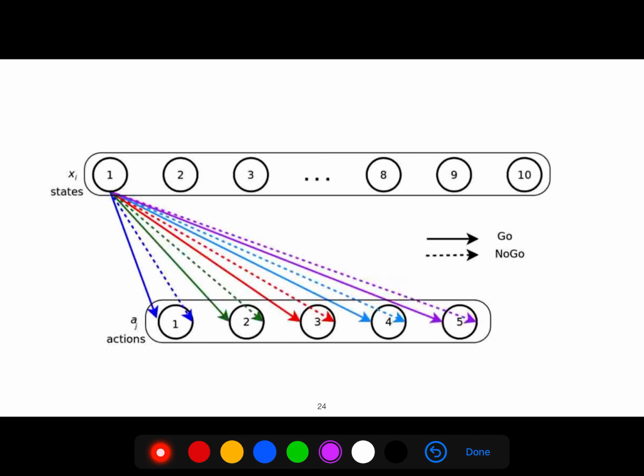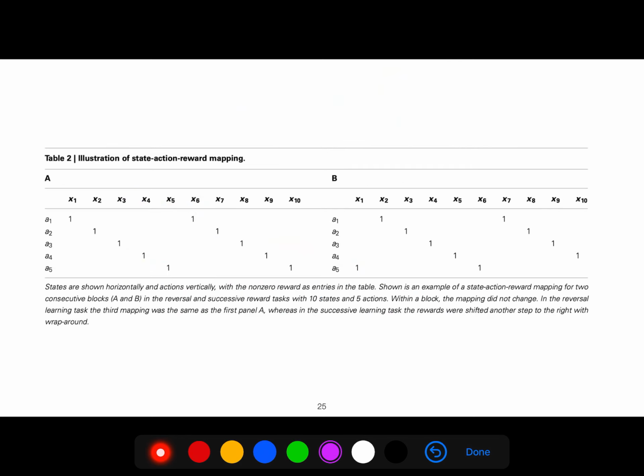And so this is the go pathway, and these dots are the sub-go, the no-go. And the difference is important because one variable is making it more excitatory, and the other variable is making it less excitatory, and we call it inhibitory. So there is a war, just like a war between God and Satan. One of them pushes down, the other one pushes up. And so this is an illustration of a state action reward mapping.